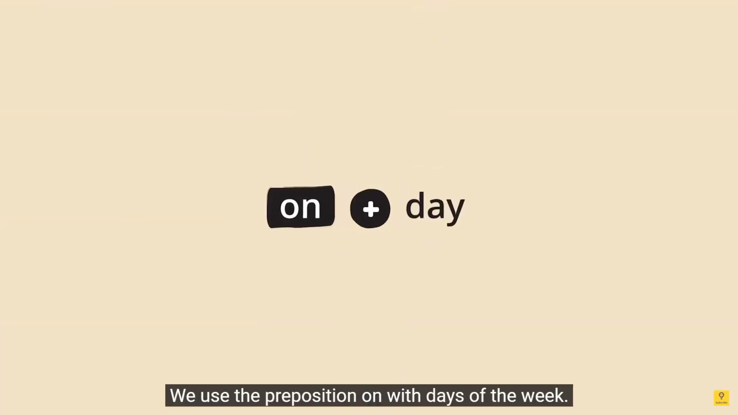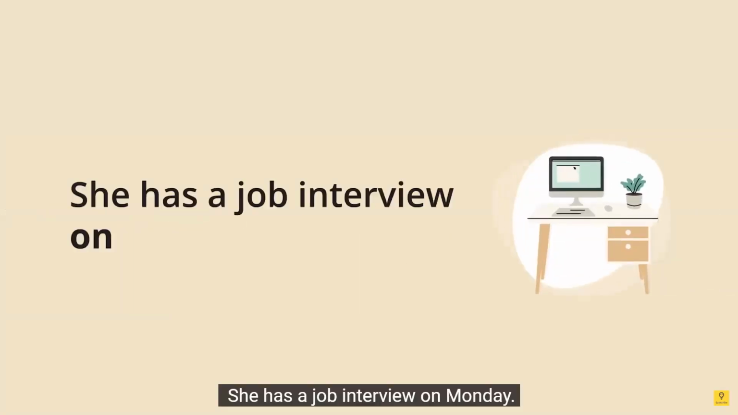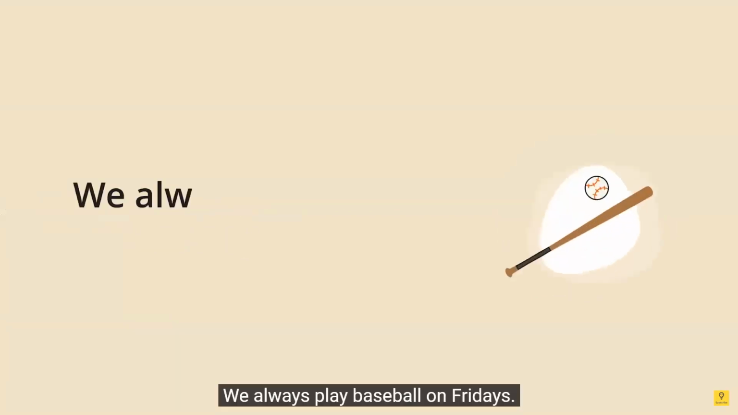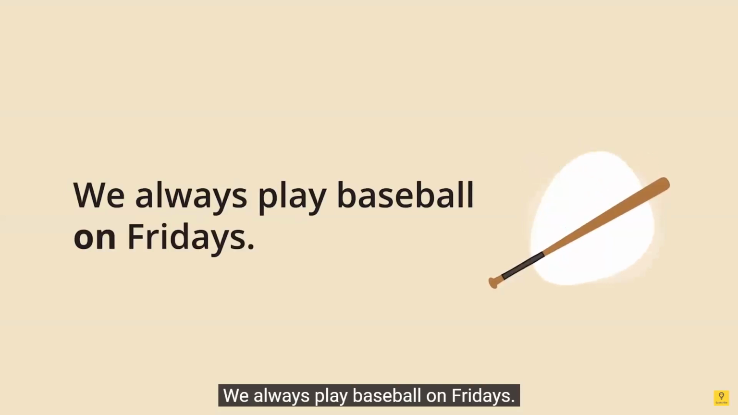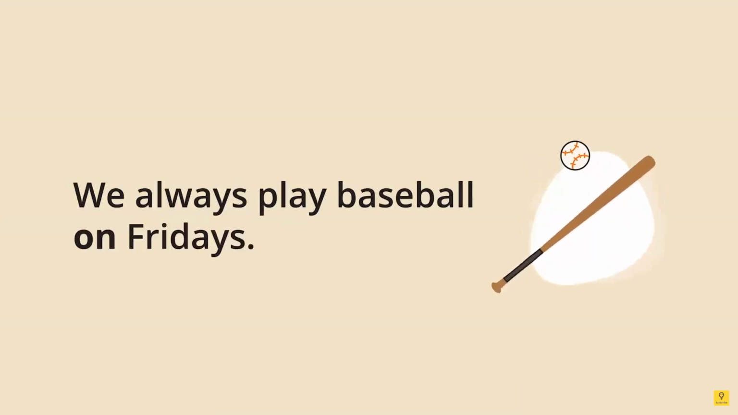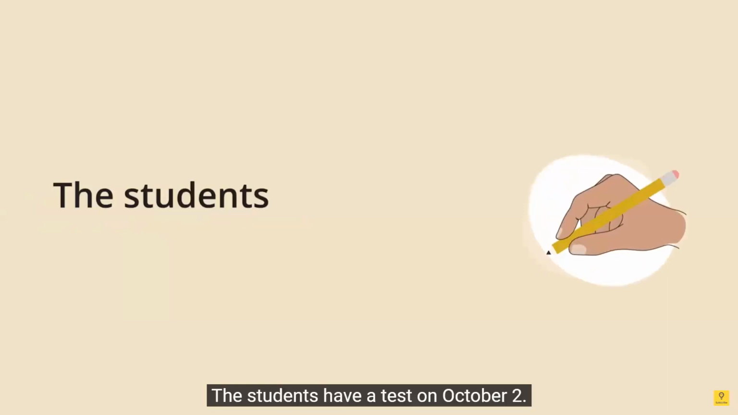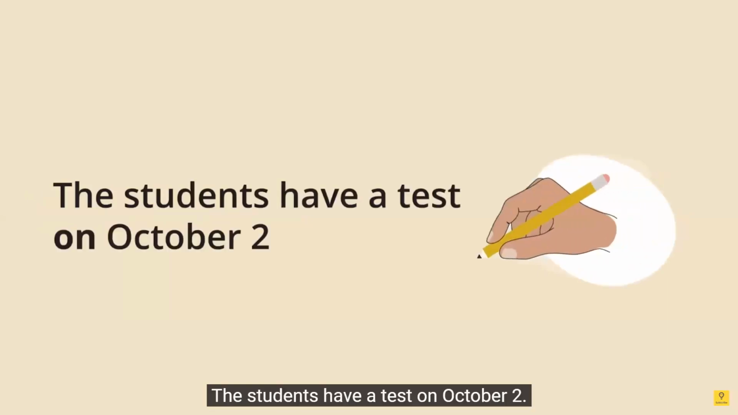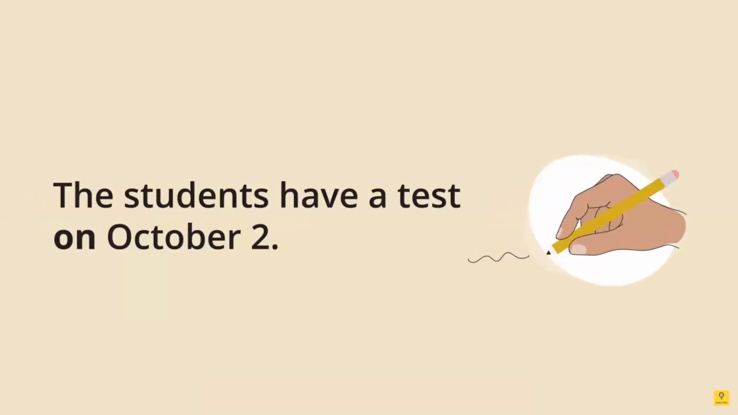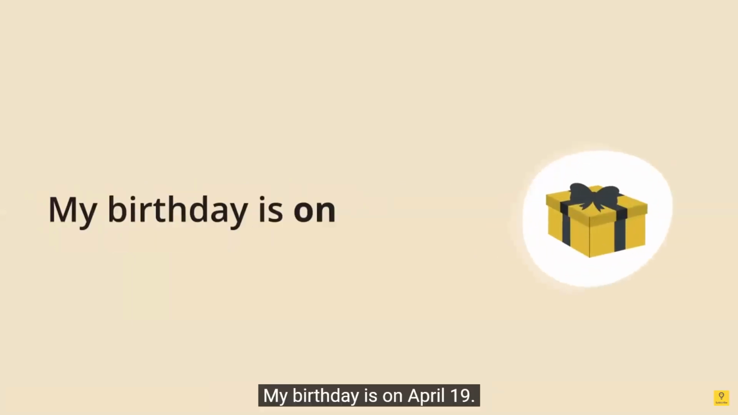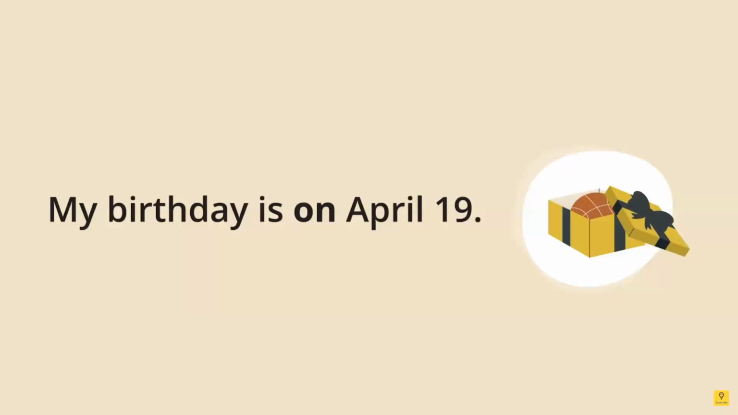We use the preposition on with days of the week. She has a job interview on Monday. We always play baseball on Fridays. We also use on for dates. The students have a test on October 2nd. My birthday is on April 19th.